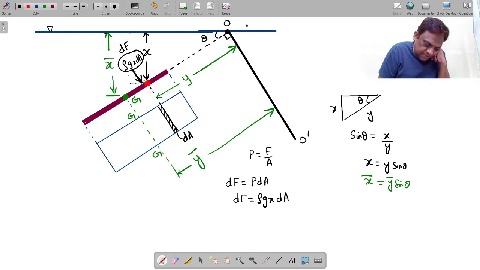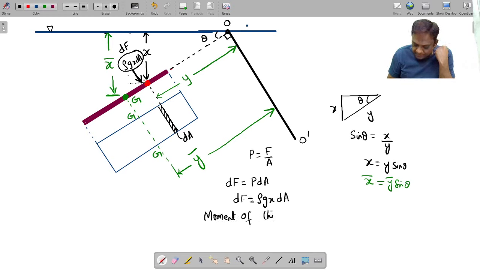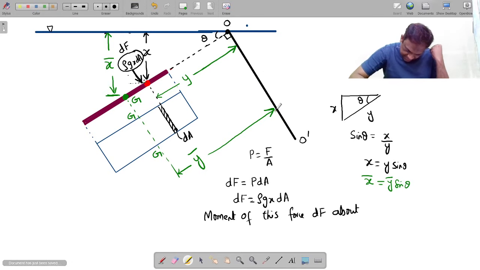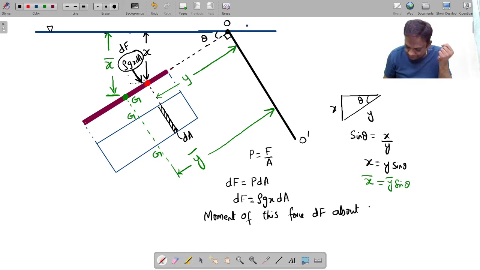This is the force, and this is the force. If I want the moment, it is this force into y. So I will do it like this: the moment of this force dF about, where are we taking the moment? About this. People should focus on this. You'll be seeing the beauty of this a little later.